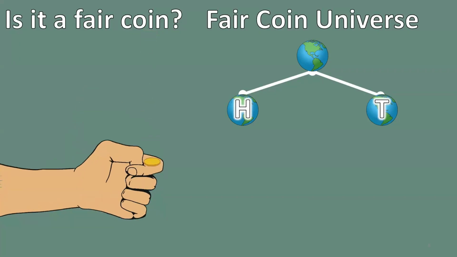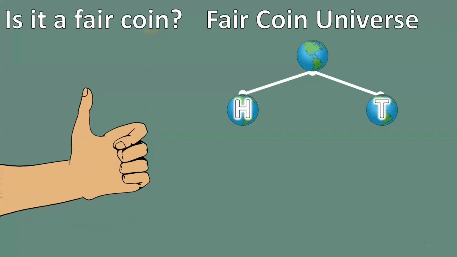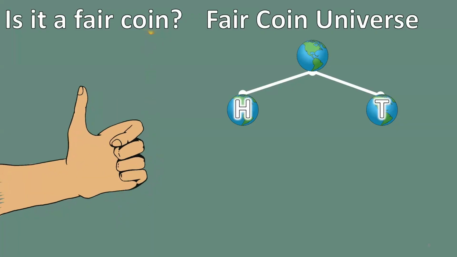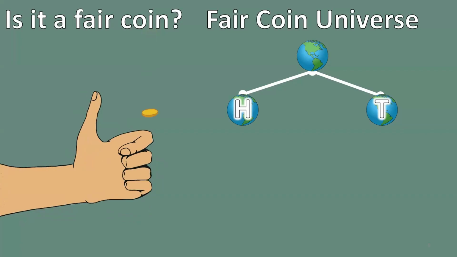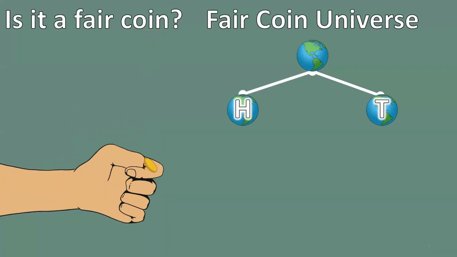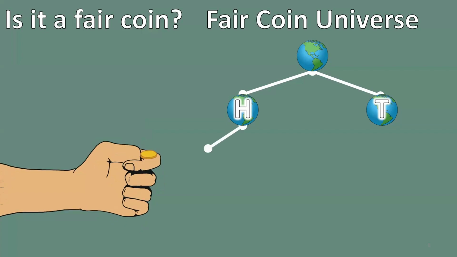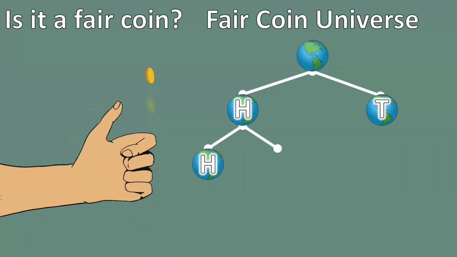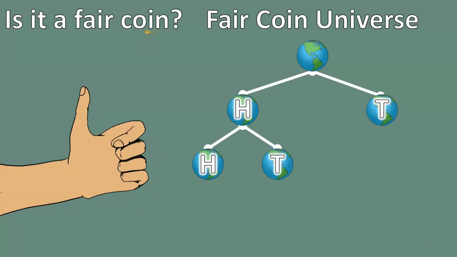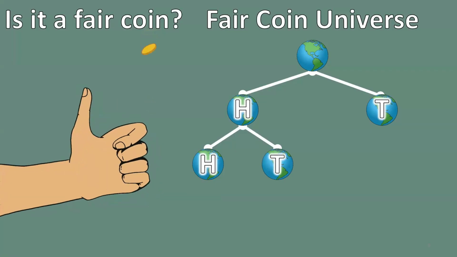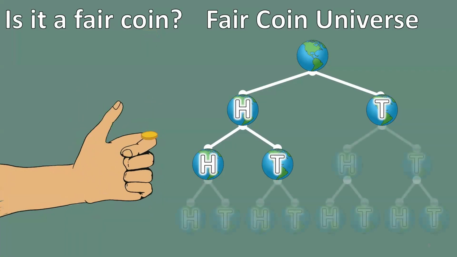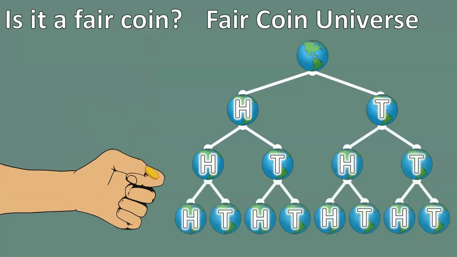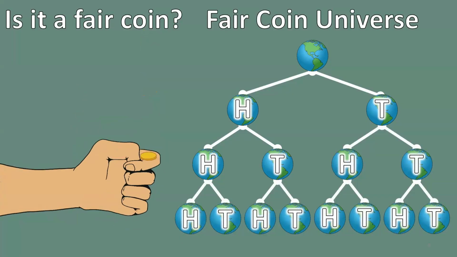Now let's take a look at the heads pathway. So you're on that heads earth where heads came up the first time and you flip it again. And now again, the multiverse splits into two and you have the one world where it ended up heads and you have the other world where it ended up tails. And you can keep doing this for every single flip. I could only fit 3 flips in this graphic here, but you can do it for every single flip.